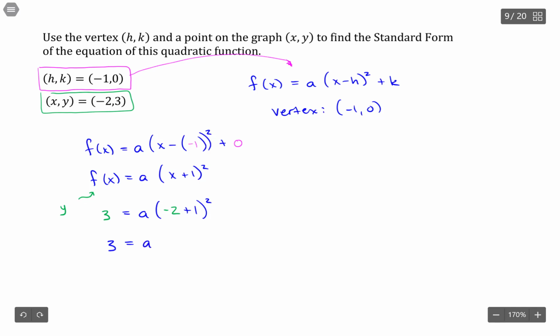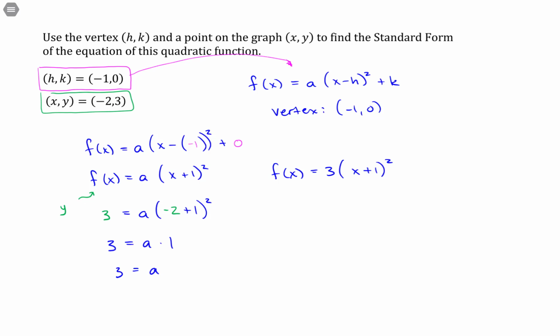So 3 equals a times -2 plus 1, which is going to be -1, but when I square it, it'll become +1. So I learned that a is equal to 3. So my final answer here is f of x equals 3 times the quantity (x plus 1) squared. This would have the vertex at (-1, 0), but then pass through the point (-2, 3). And you could show this by graphing, but this certainly will happen.